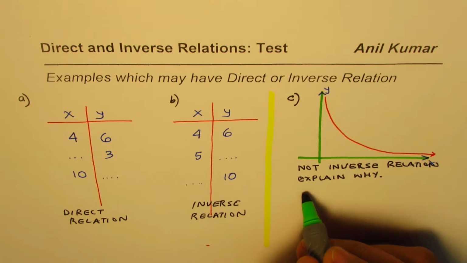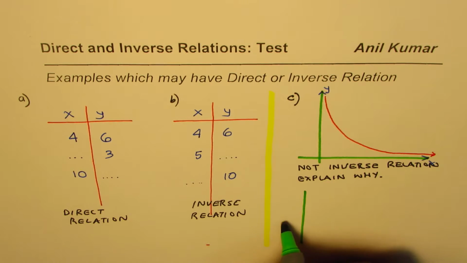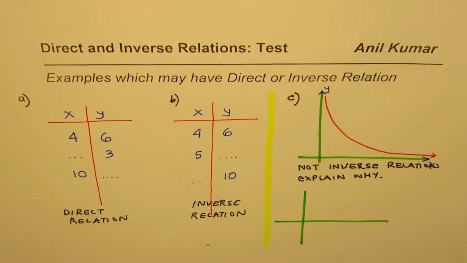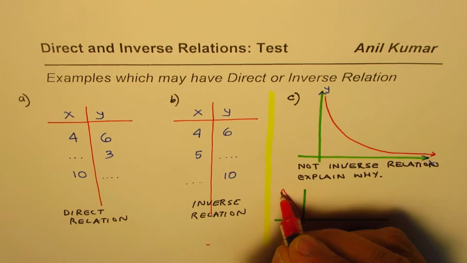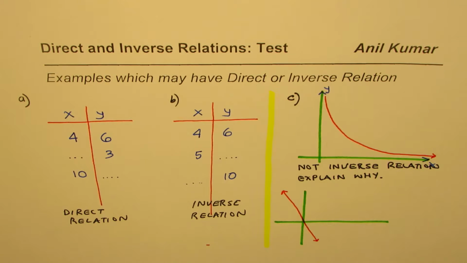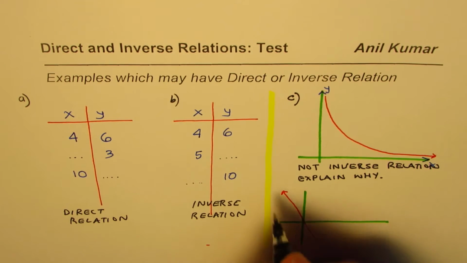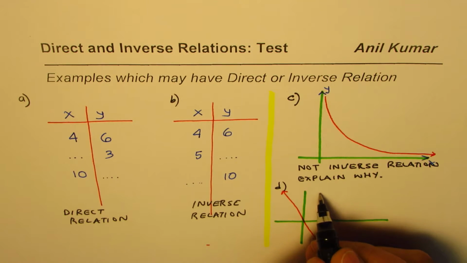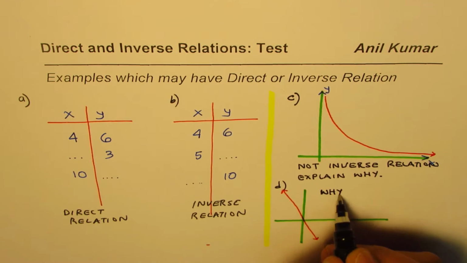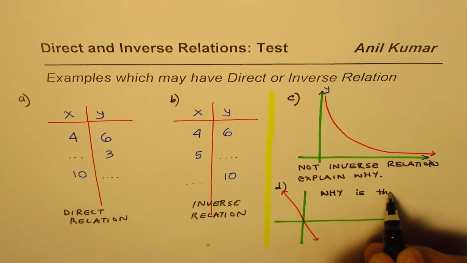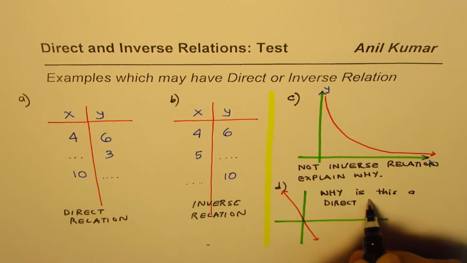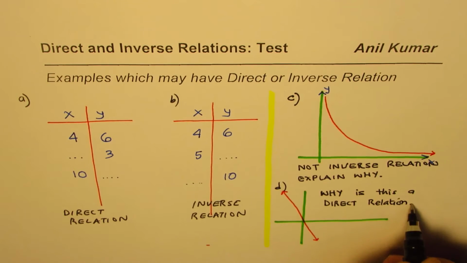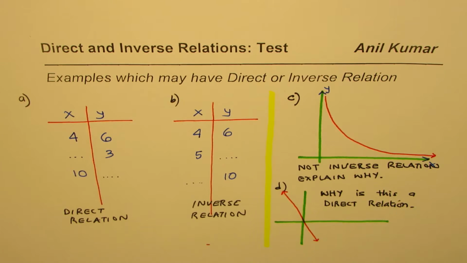Similarly, I'm giving you another graph here, right? Let's say this is a graph, and this one is kind of like this. This is a straight line, right? This is a straight line, and the question here is: why is this a direct relation? Is it okay? So that's the question for you. So these are 4 questions on direct and inverse relations.